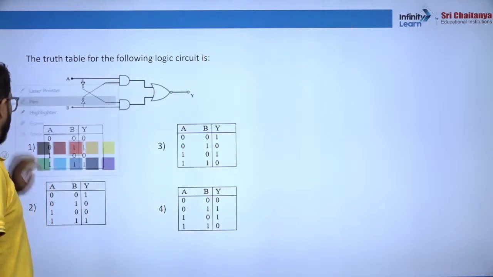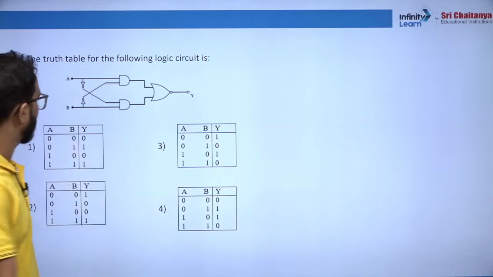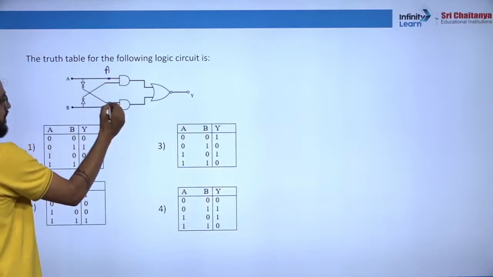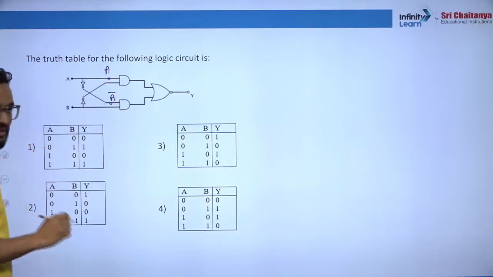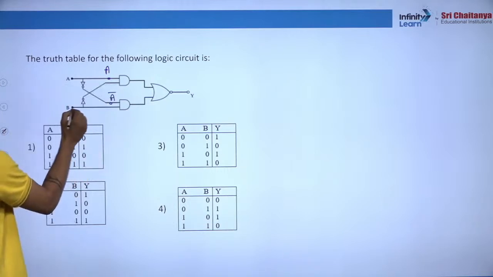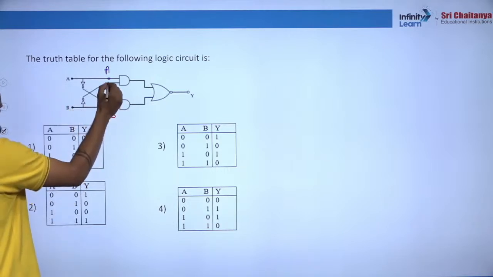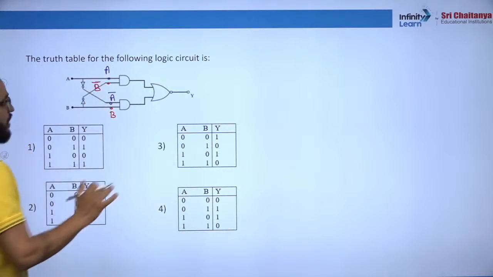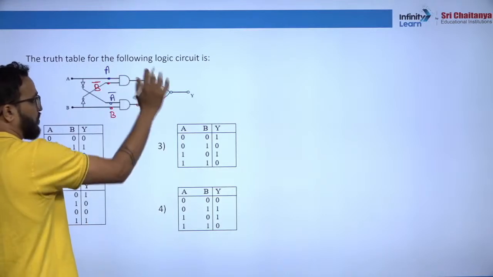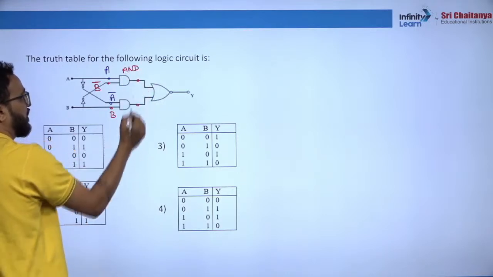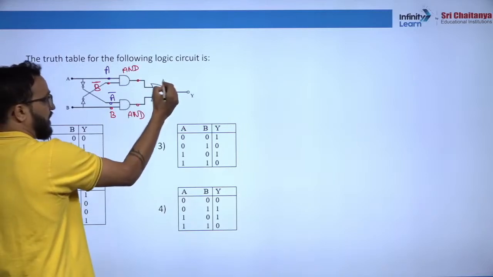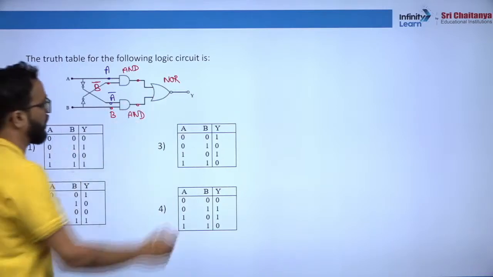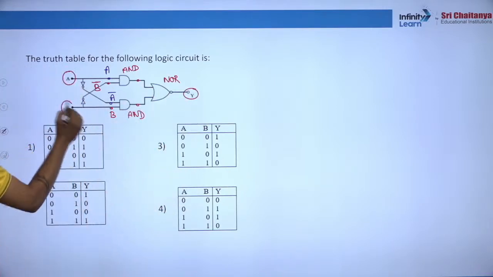So here we will say that this input is A and this input is A bar. Similarly, if this input is B, then this input is B and this will be B bar, understood? Now, whatever inputs come from here, this is an AND gate, this is an AND gate, and this is a NOR gate. This is the final output Y. So this is how we solve it.